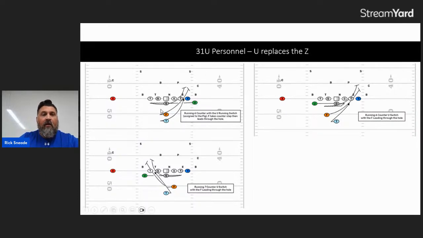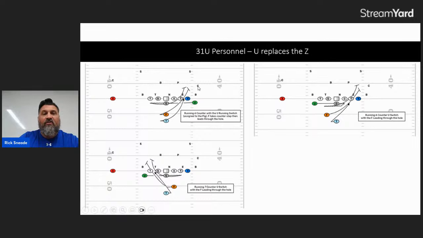And so notice here now, we have a situation where we motion him. Okay, he's running U switch, which means he's pulling through. He's got the pig. But we have this fullback here. And so the fullback's going to counter step. We call this F lead. So now the fullback is leading through. Now we have an extra man that we normally don't have at the point of attack. So that all happens because we removed the Z.